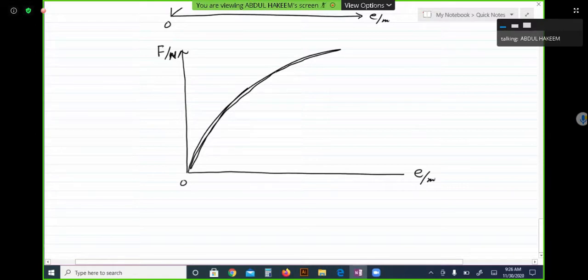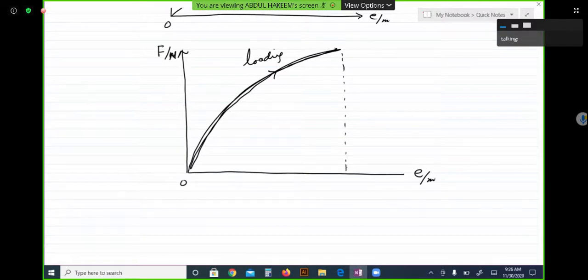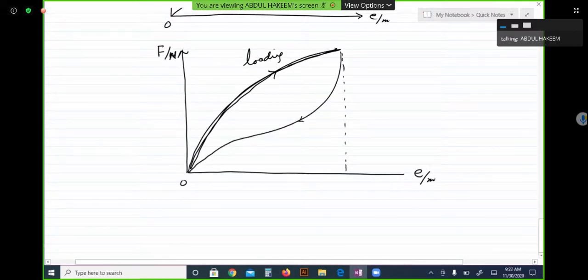So this is loading. Now the area under the line represents the energy which is supplied to the rubber for stretching, meaning the load applied for extension. When it is unloaded, this will be the shape of the graph. So this is the unloading line.